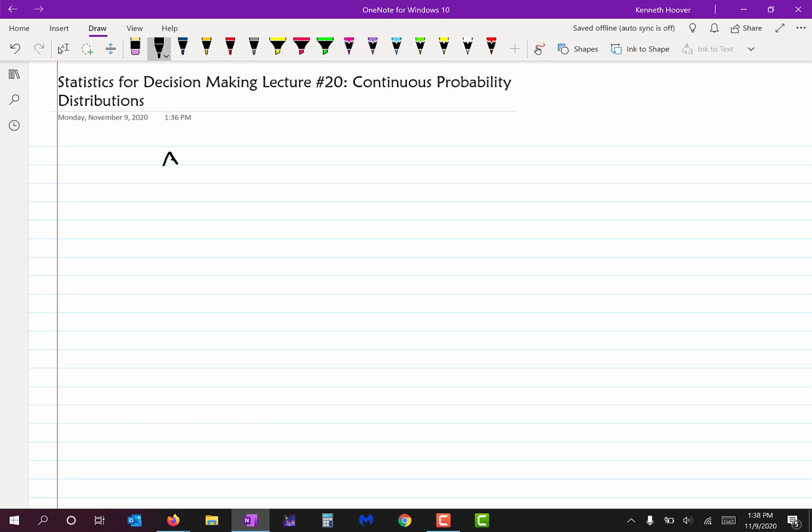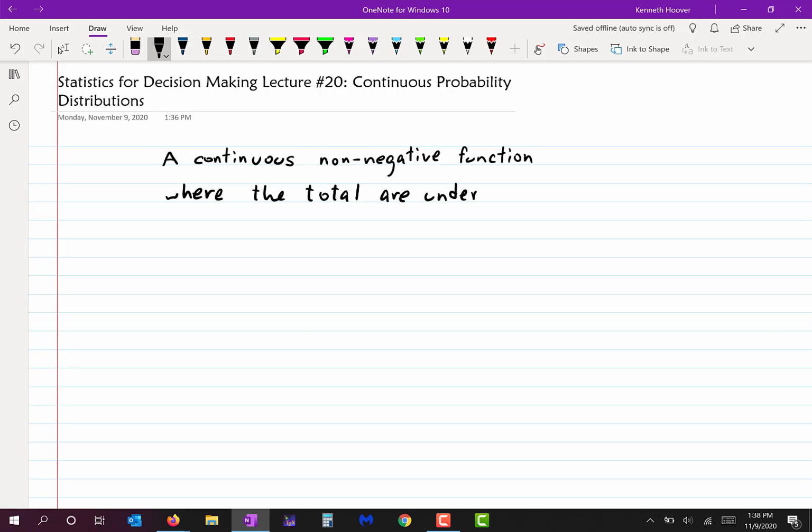It is a continuous, non-negative function where the total area under the graph equals 1.